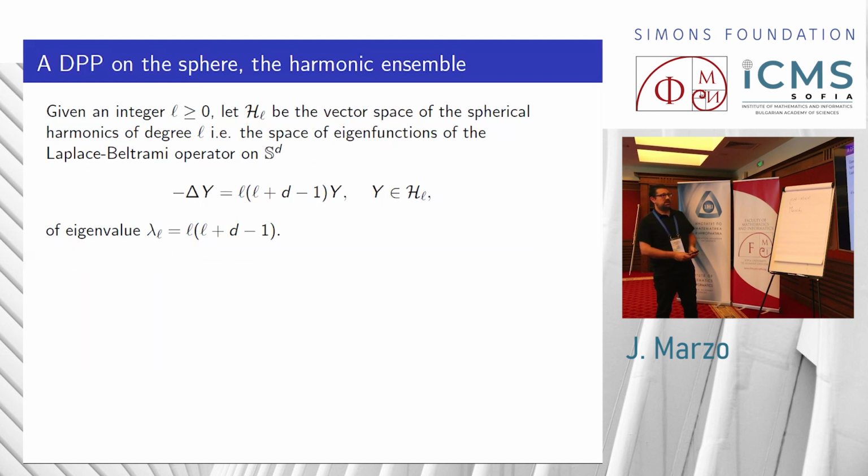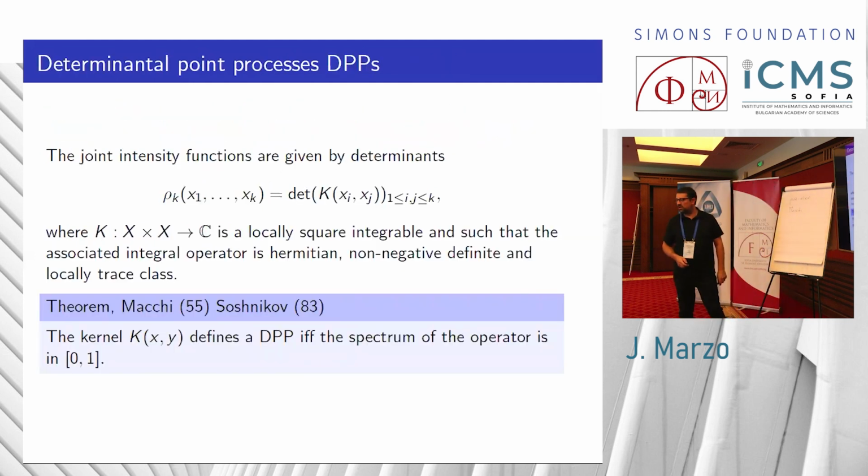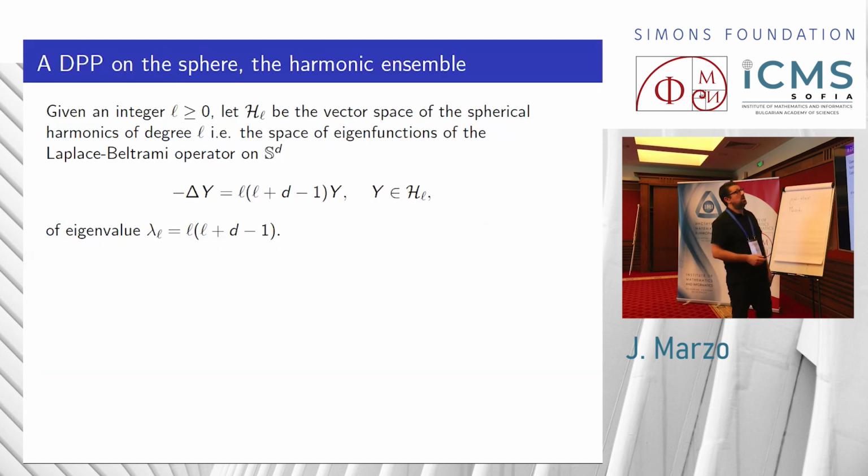We saw this harmonic ensemble already, so I'm going to introduce now a particular class of determinantal point processes. The idea is that if you have a projection kernel, this will give you a determinantal point process, and the projection I'm going to consider is the projection onto the space of polynomials on the sphere.